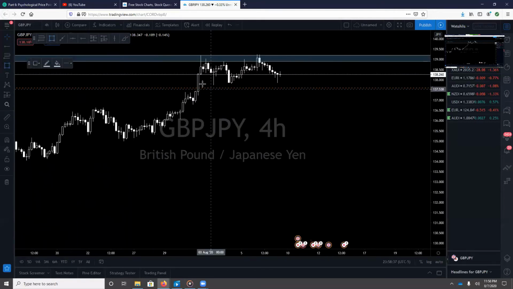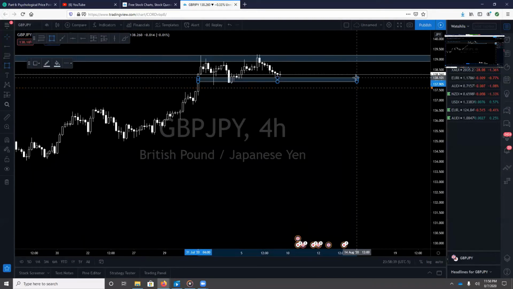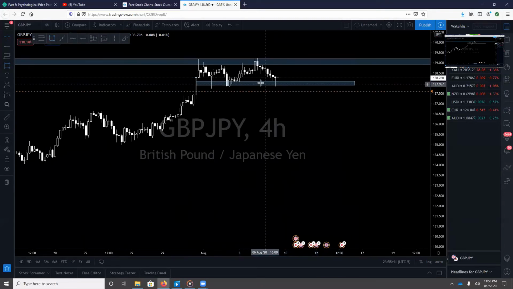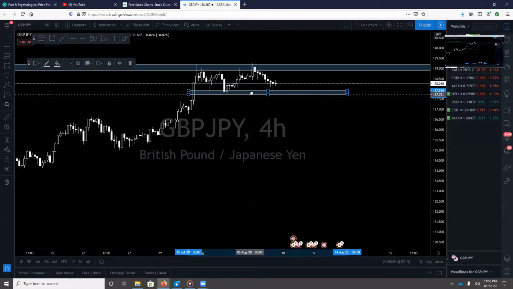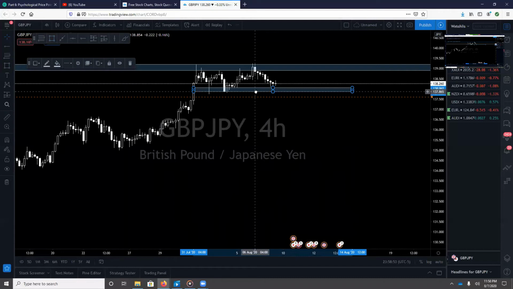And whenever creating these areas, these zones, you want to do it where price has reacted to at least more than once. Usually when it's more than once, I don't want to say you have a higher chance, but obviously if price reacted to it more than once, then most likely it's going to react to it again, whether it breaks it or respects that area.